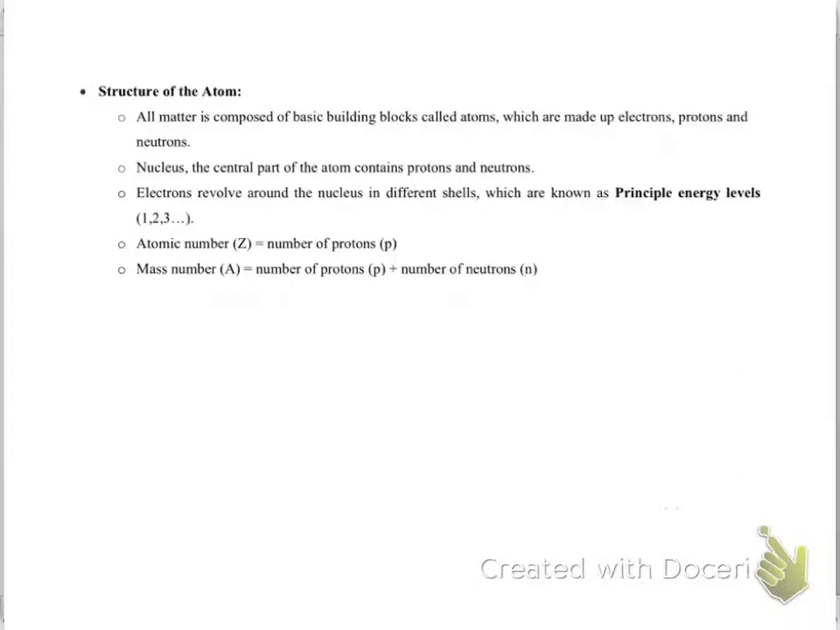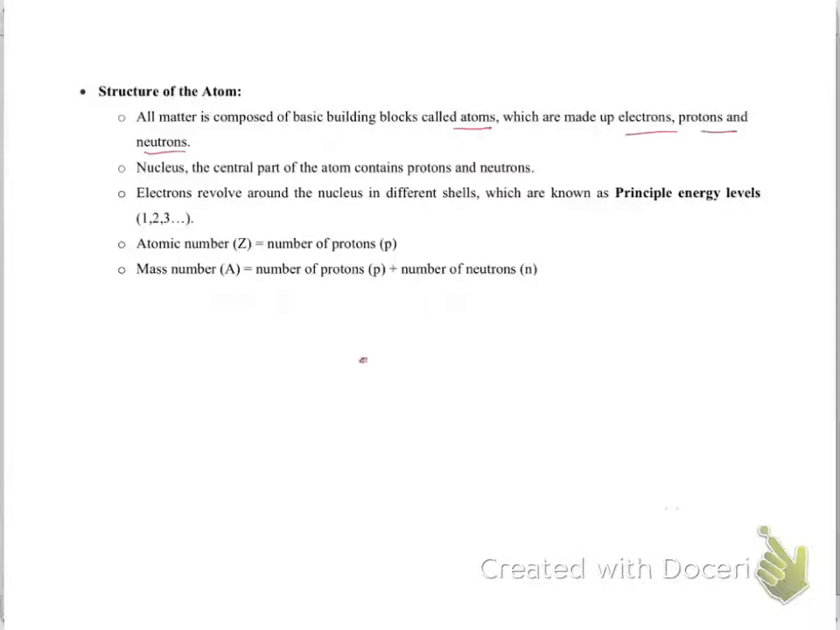All matter is composed of basic building blocks called atoms. An atom is so small that it cannot be seen even with the most powerful light microscope. An atom is made up of three subatomic particles: electrons, protons, and neutrons.